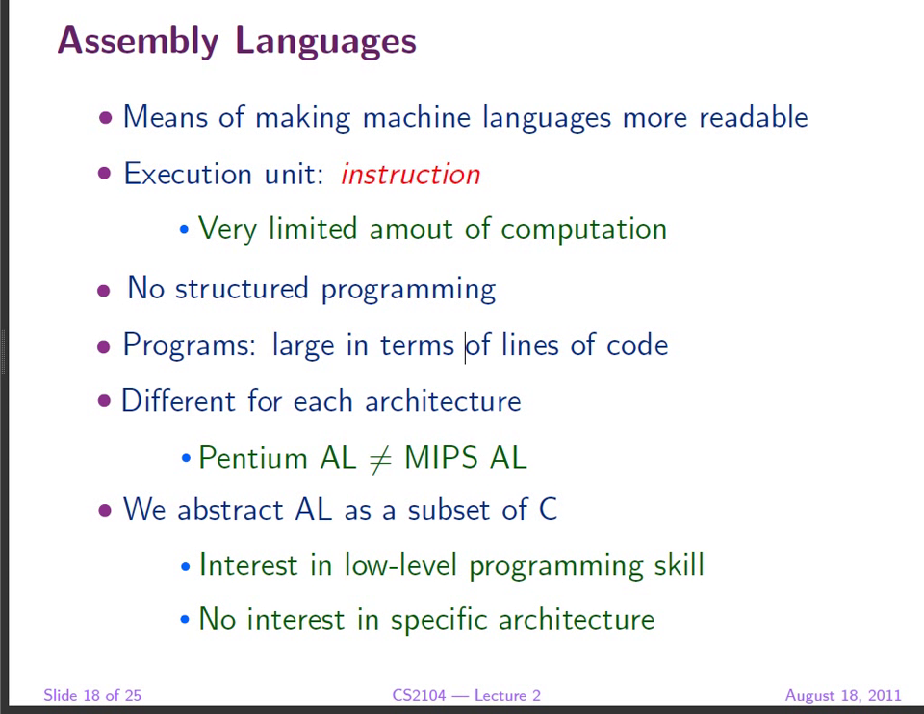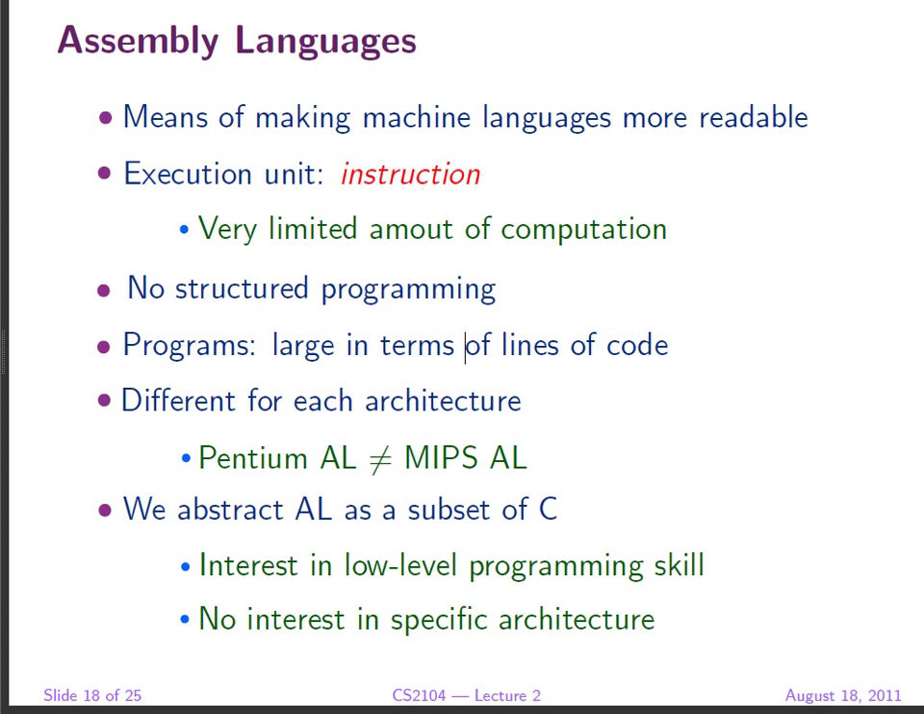And this led to what was later called assembly languages. There's a one-to-one mapping between machine instructions and assembly language instructions. So the execution unit is an instruction which performs a very limited amount of computation. There's no means of structured programming. We do not have loops. All we have is branching instructions, conditional or unconditional. That's the only way to perform repetitive computation.